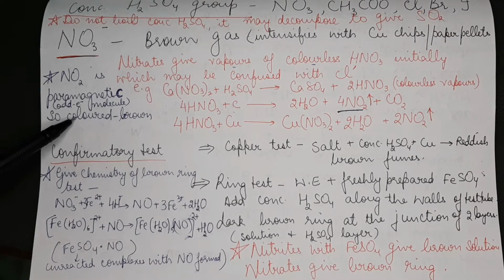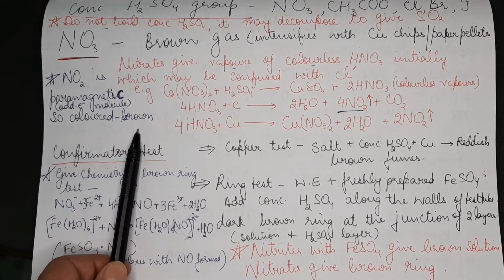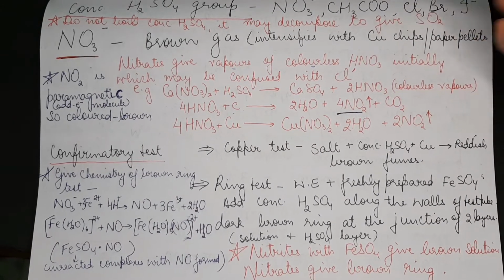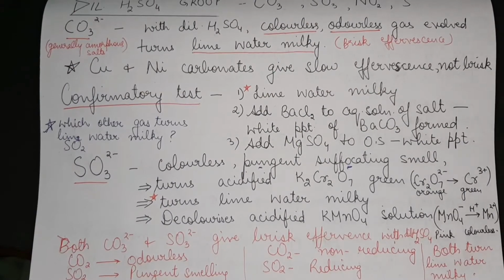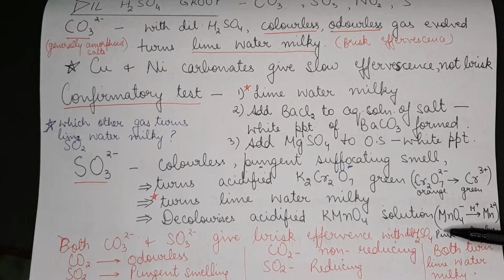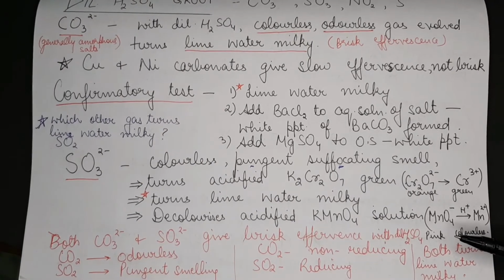And children, before I move on to the next radical, I would like to comment. Here I said NO2 is paramagnetic and therefore it's colored. And in the last content, we had talked of permanganate, dichromate ion and permanganate ion. These are also intensely colored, orange and pink. Now both these are colored not because of paramagnetic character but because of charge transfer spectra. This is another point that you can keep in mind. Dichromate ion and permanganate ion are colored ions due to charge transfer spectra and not due to paramagnetism.